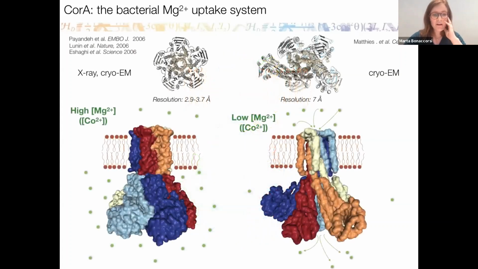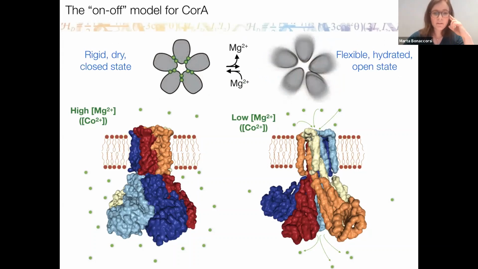For CorA, from X-ray and cryo-EM, we have structures obtained in the two limiting conditions, that is at high concentration of magnesium or metal ion in general, and at low concentration of metal ion. From these structures, an on-off model has been obtained, in which we think of CorA as existing as a rigid, dry, closed state at high concentration of metal ion, and a flexible, hydrated, open state at low concentration of metal ion, also with a complete loss of symmetry upon magnesium removal.